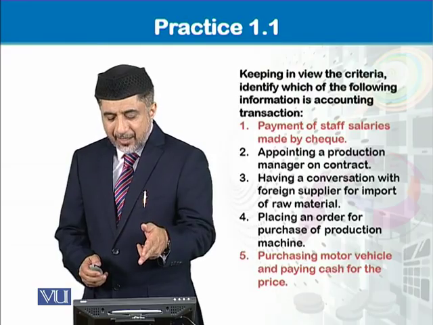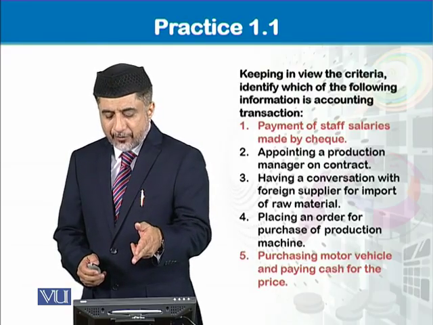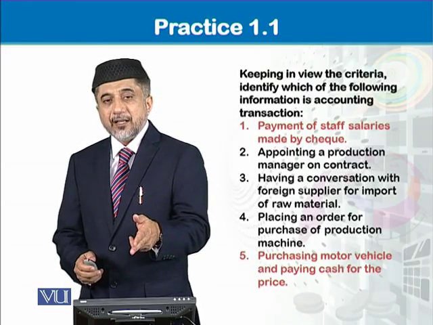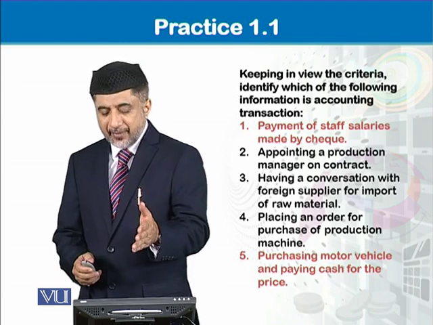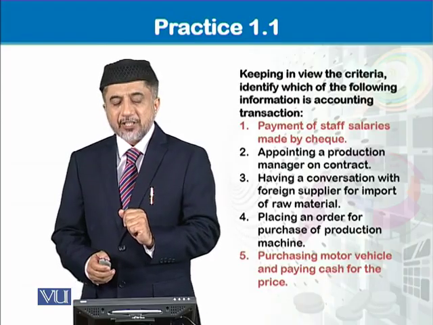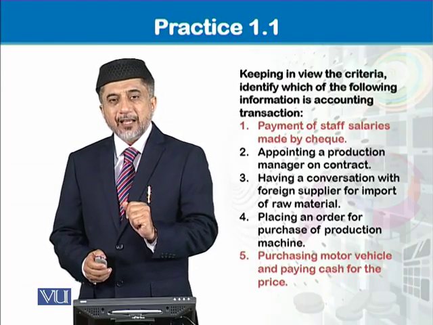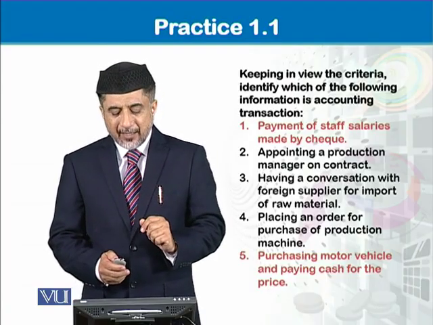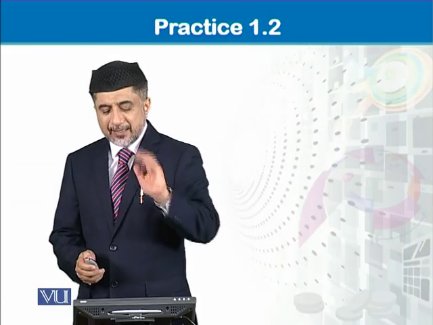Third, having a conversation with a foreign supplier for import of raw material. Money measurement is not there. And 4, placing an order for purchase of production machinery. Again, money measurement is not there. You're just placing the order.